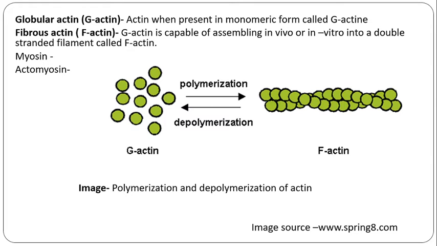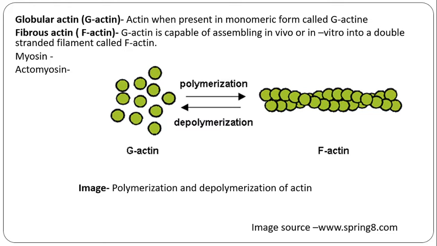When actin is present in the monomeric form, a single monomer, it is called G actin. G actin is capable of assembling, in vivo or in vitro, into a double-stranded filament called F actin. When it is in the monomeric form, it is globular actin, and when it polymerizes, it becomes F actin, that is fibrous actin. So this is polymerization and depolymerization of actin.